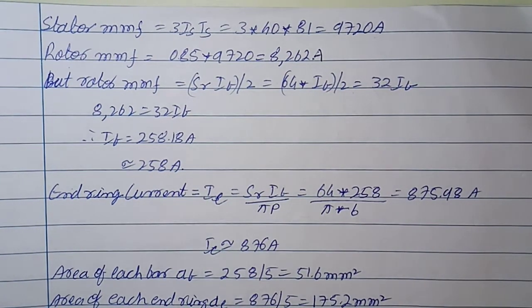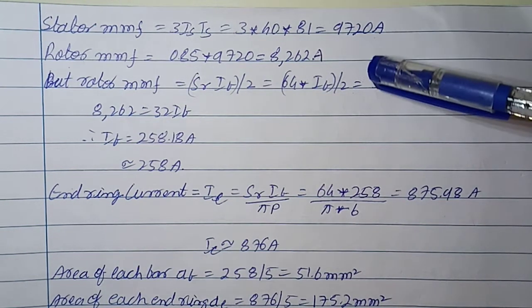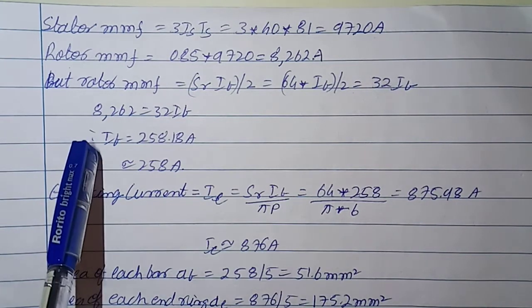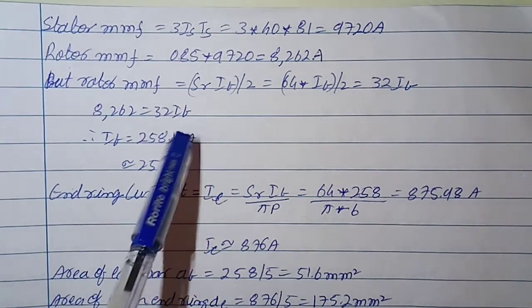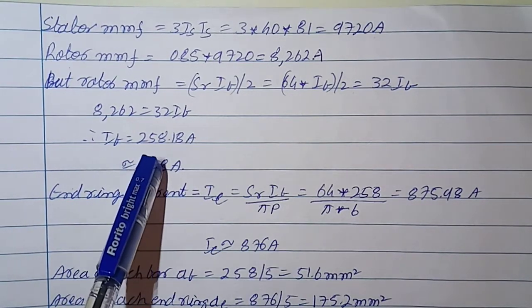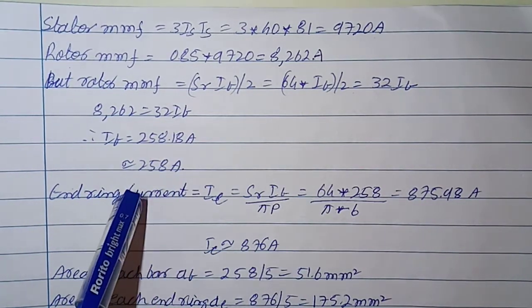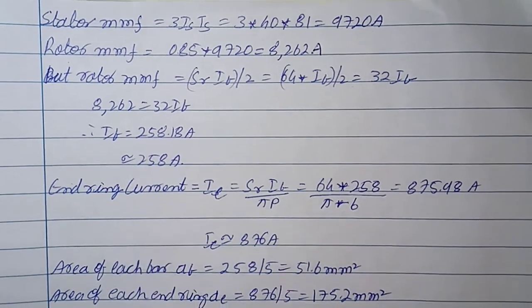Rotor MMF is also equal to SR into IB by 2. So the basic equation gives 64 into IB divided by 2, which is 32 IB. Therefore these two represent the same rotor MMF, so 8262 is equal to 32 IB. Therefore IB is equal to 258.18 ampere, approximated to 258 ampere.